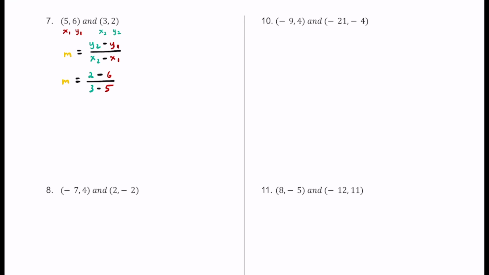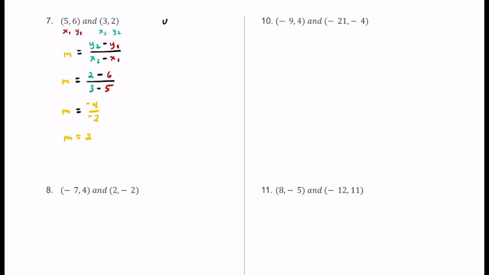And so if we go ahead and figure that out, on top we have 2 minus 6, which should be negative 4. And on bottom we have 3 take away 5, which should be negative 2. So if we have negative 4 divided by negative 2, we can find out here that m equals positive 2. All right, so we have the slope, but now we have to find out the y-intercept.